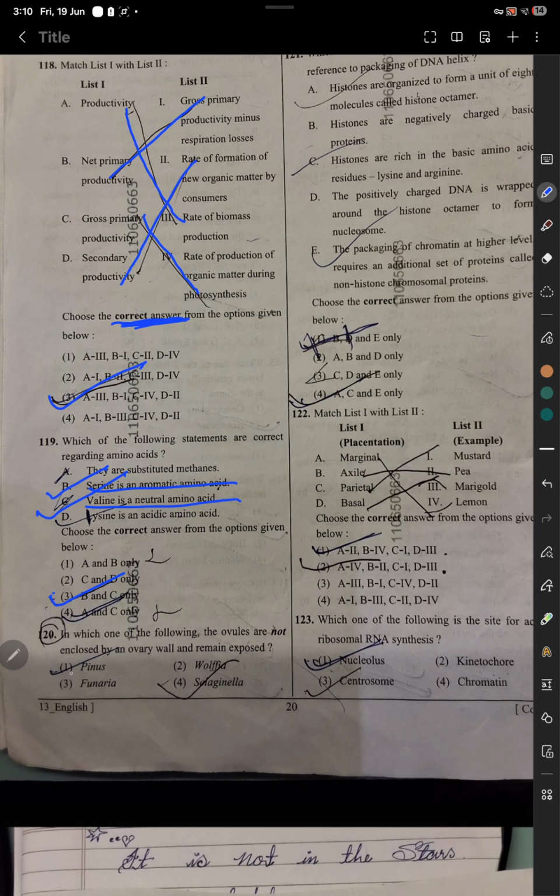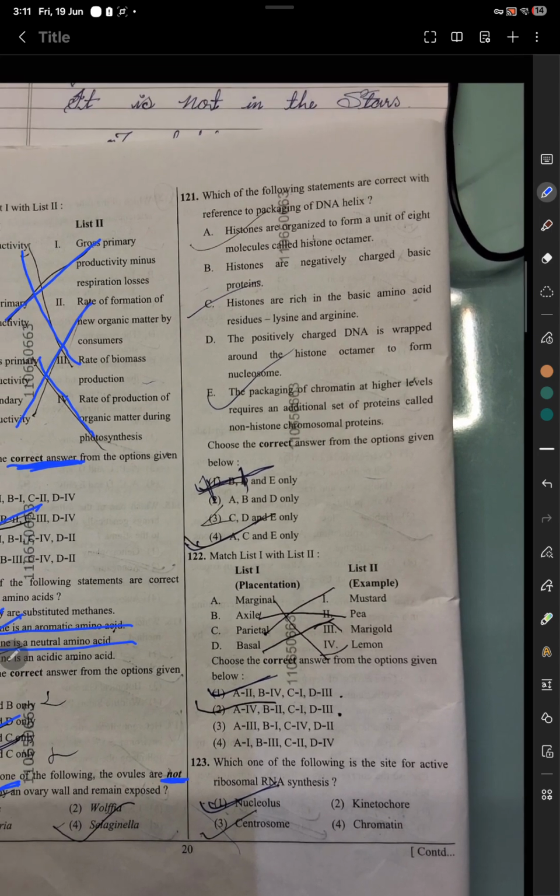Then we'll move to question number 120. In which of the following are the ovules not enclosed by an ovary wall and remain exposed? Then option number 1 is correct.